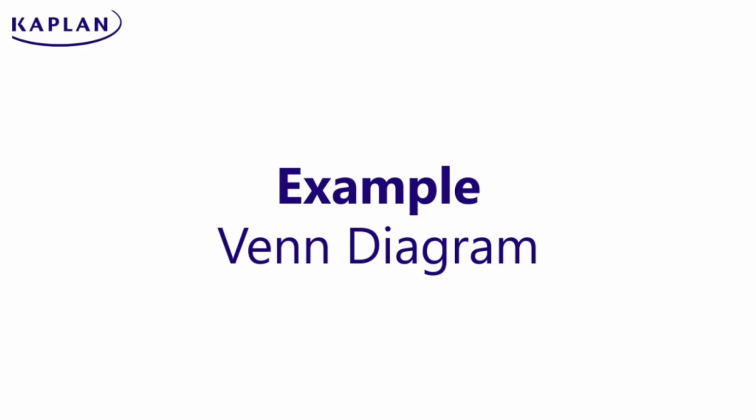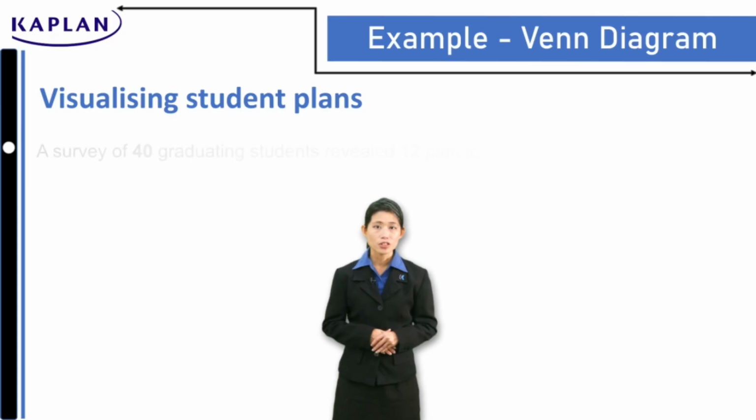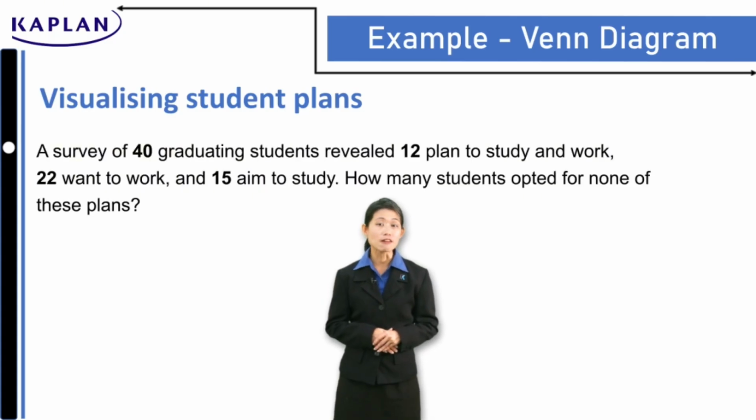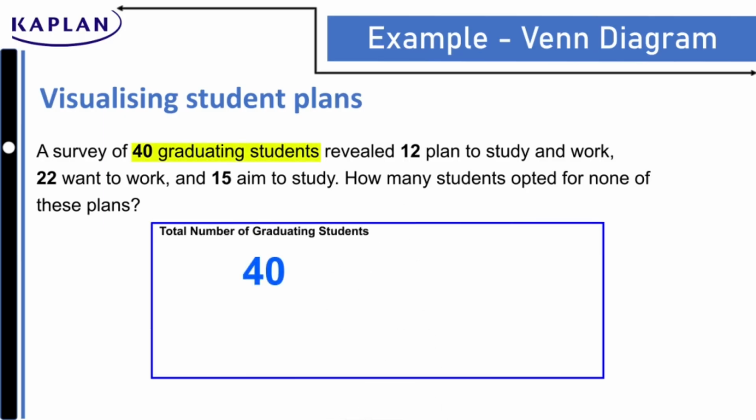Example, Venn diagram. Let's dive into a real-world scenario to see how Venn diagrams can illuminate information. Imagine a university is conducting a survey to understand post-graduation plans of its 40 graduating students. These plans can be categorized as either continuing study or entering the workforce. To make things easier to follow, let's jot down some quick notes. Total students, the universal set, is 40.